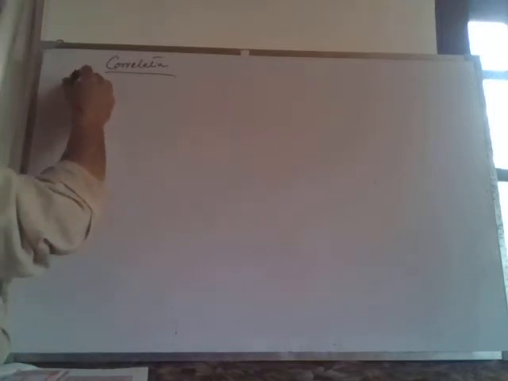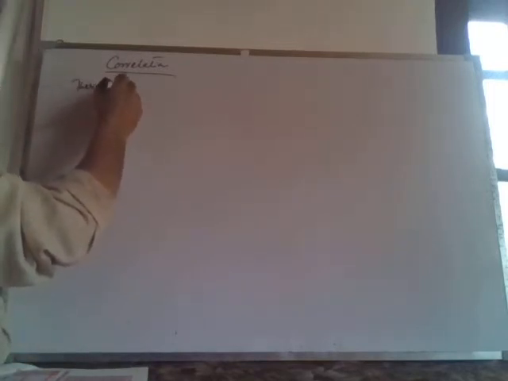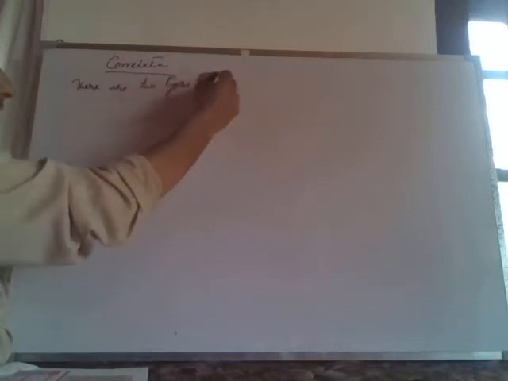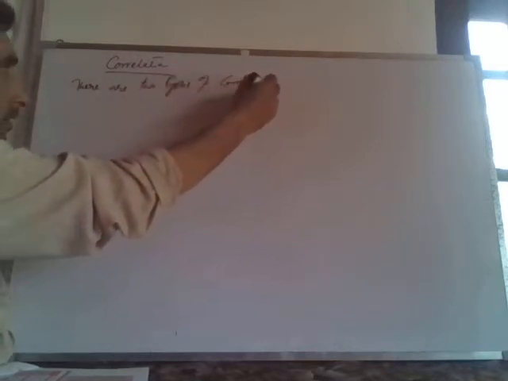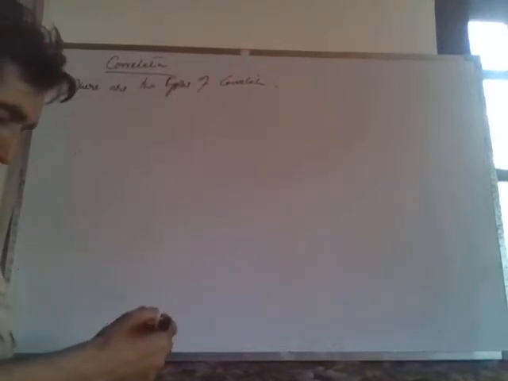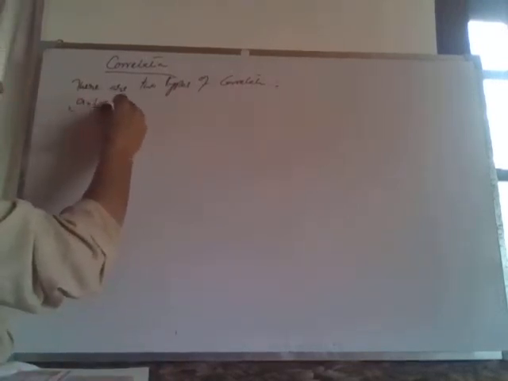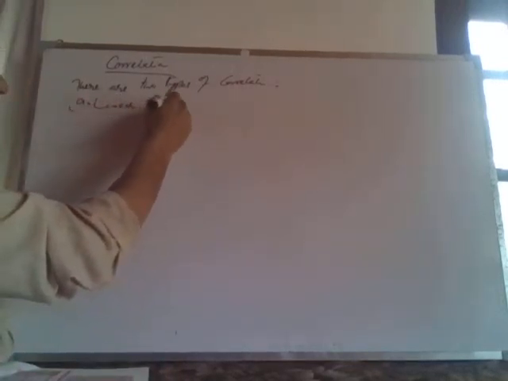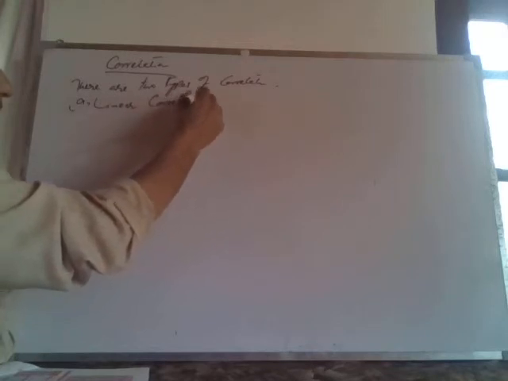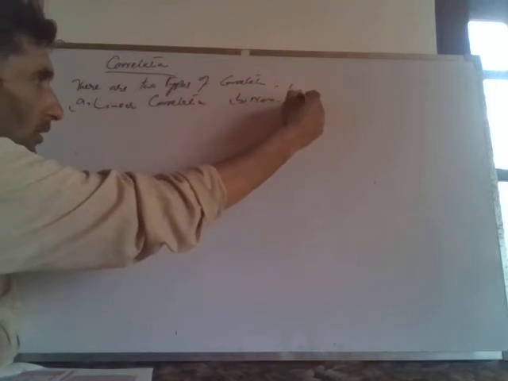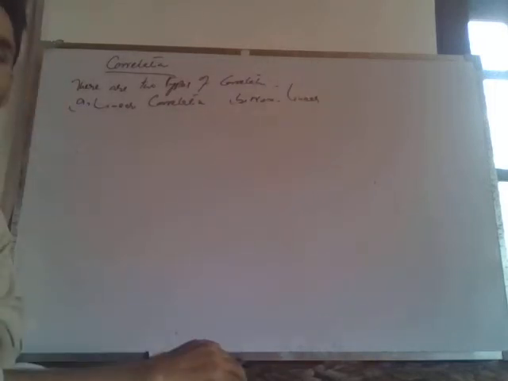According to this classification, there are two types of correlation. On the basis of this next classification, on the basis of linear and non-linear correlation, we have linear correlation and another is non-linear correlation.